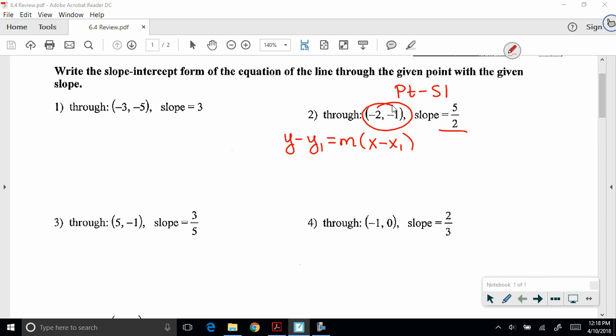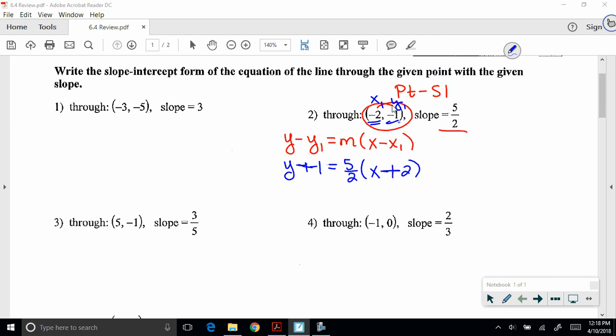And now we're going to plug in. So here's my x and here's my y, so my x1 and my y1. I'm going to do y minus, my y1 is negative 1, and then equals my slope, which is m, is 5 over 2, parentheses x minus, and my x1 is negative 2. And then I'm going to change those to plus signs because minus and negative.